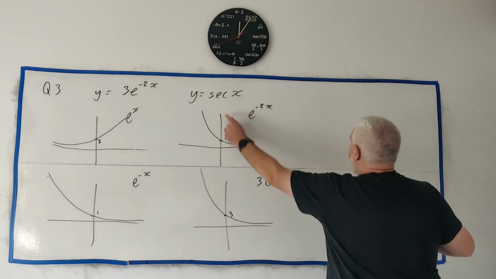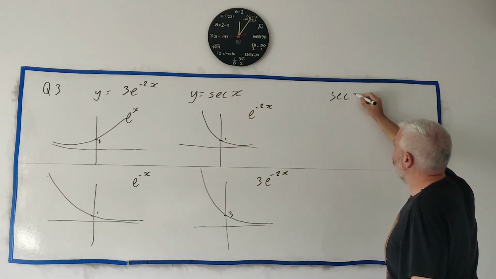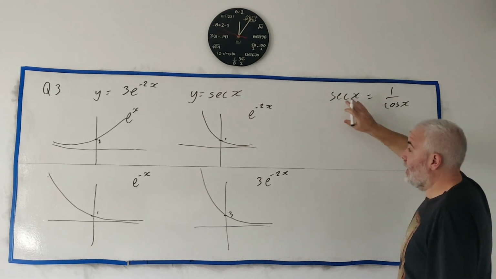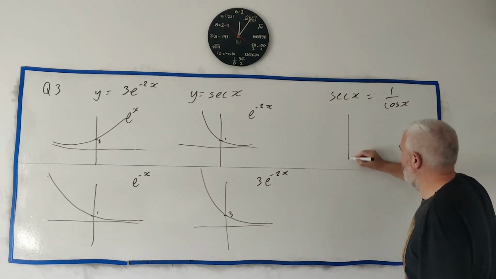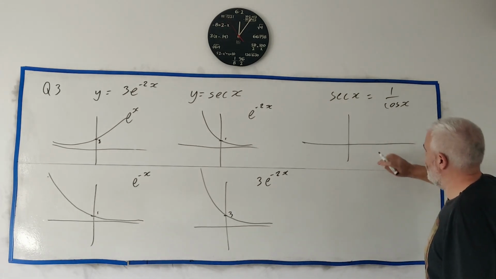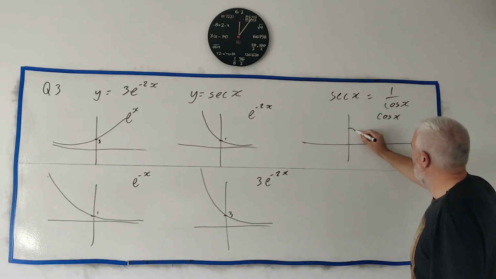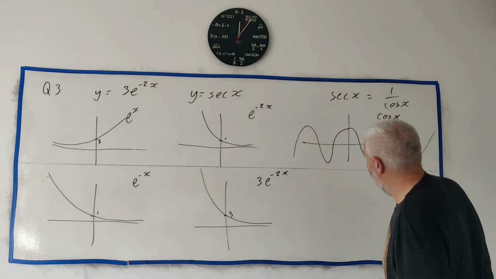Alright, this one's a little easier. First we need to remember what secant is. Secant is equal to 1 over cosine x. Again, it's okay if you just know what secant looks like, but I'm not very good at that. I'm going to draw cosine first. Cosine x looks like this, and we'll do it both ways out here.